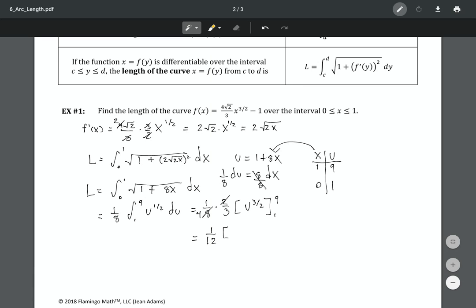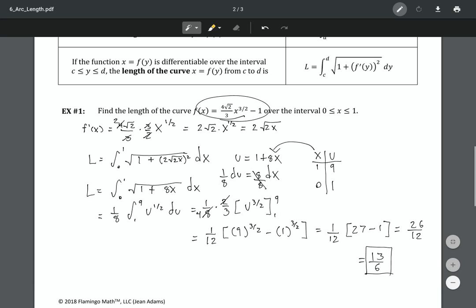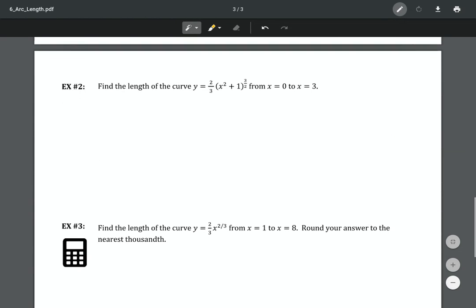If I plug in a 9, that's going to give me 9 to the 3/2 power minus 1 to the 3/2 power. Well, this is just going to be 1. So let's see, 9 to the 3/2 power, that's 3 cubed, which is 27. So we have 27 minus 1, which is 26 over 12, which is 13 over 6. And that's all. So remember, what we just found is the arc length of this crazy function over the interval between 0 and 1. That's what we found, okay? So let's go ahead and go to example number 2.